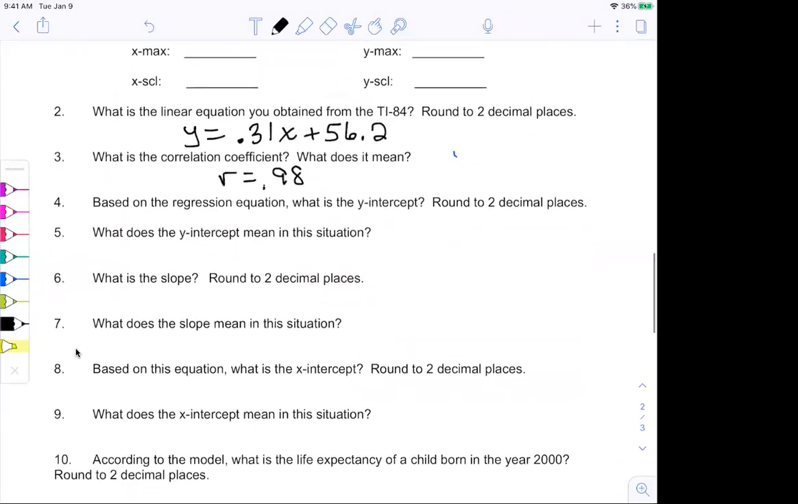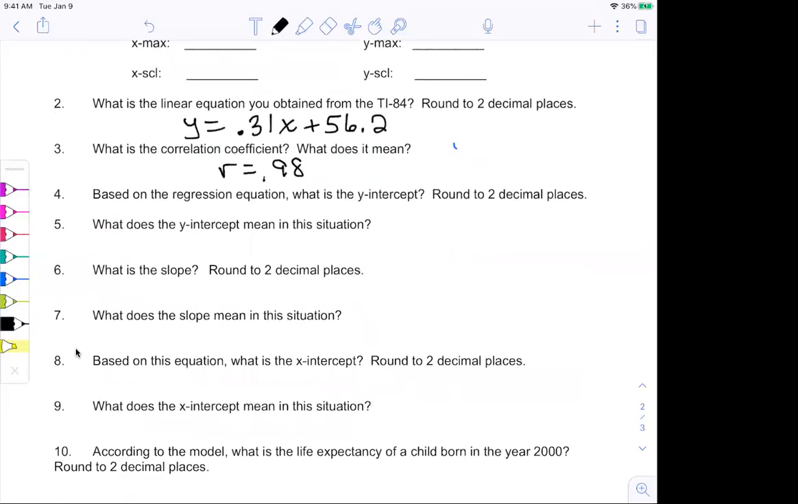And then question 4, the y-intercept, just going through so that you remember how to form all the information here. We're writing our intercepts as ordered pairs. So the y-intercept is the b value, which is 56.2. So can somebody give me number 5? What does the y-intercept mean in this situation?